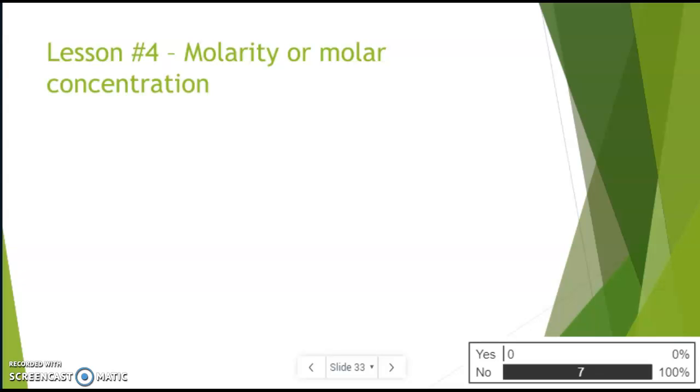Okay, so what we're going to be learning about today is molarity and molar concentration. These two things are the same thing. I'll give you the units for each of them. For molarity, the units are written as a capital M. So remember, that's the units, not the variable.